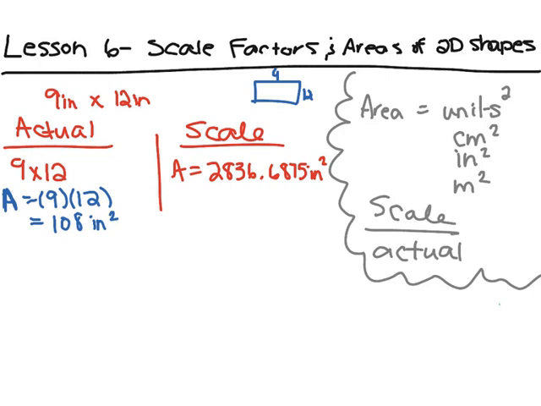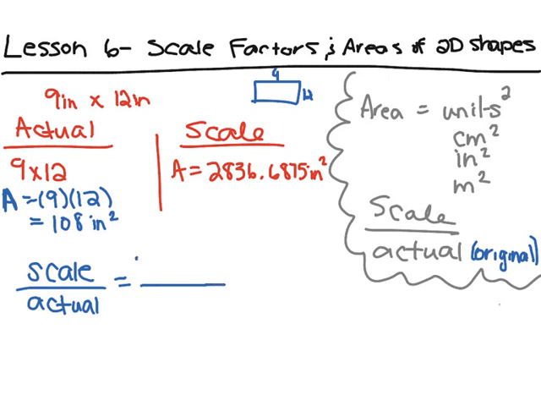Now that we have the scale and the actual size, we can set up our scale factors. So scale over actual, and another way to remember actual is the original. It's not necessarily the smaller one, but your original one. So our scale is 2,836.6875 inches squared, and our original is 108 inches squared. Now we want to find it for 1, so we take our top divided by the bottom, and you should get 26.265.